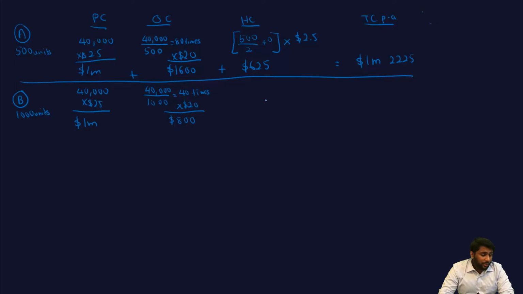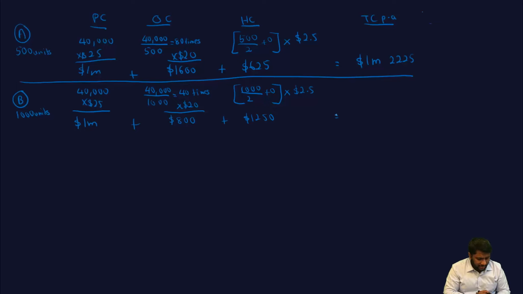Now let's calculate the holding cost. Order quantity divided by 2. Order quantity is 1000 divided by 2. No buffer stock, 0. Into holding cost per unit per annum, which is $2.5. So how much is the value this time? 1000 divided by 2 into 2.5. You are getting a value of $1,250.